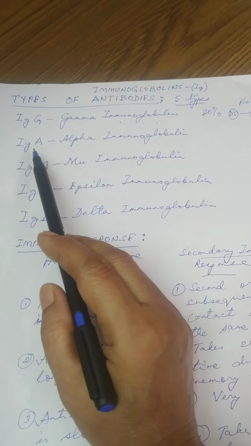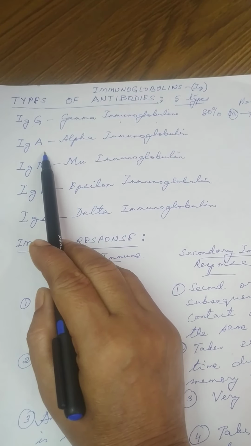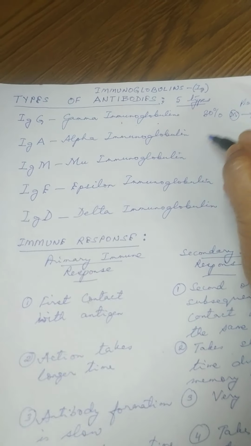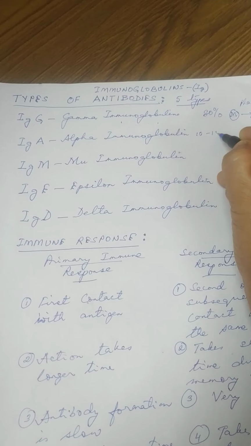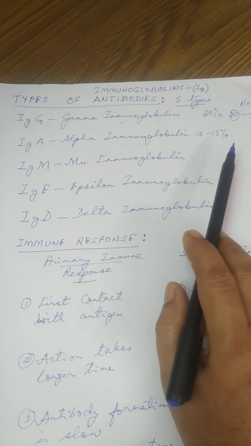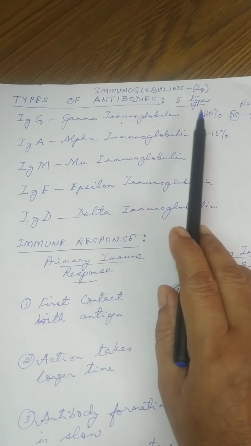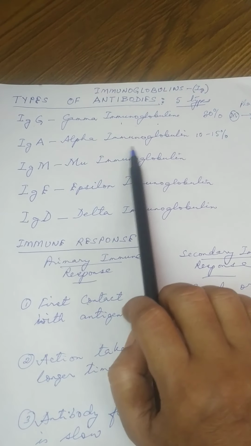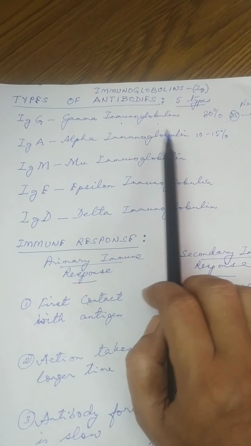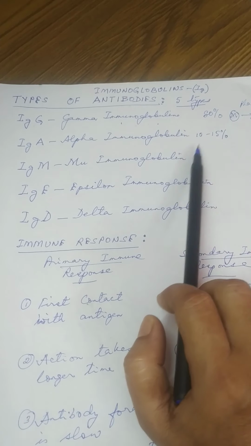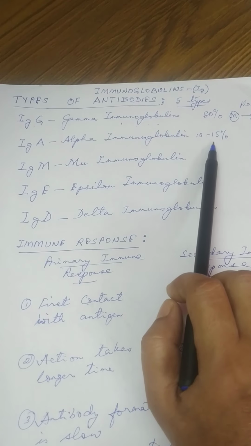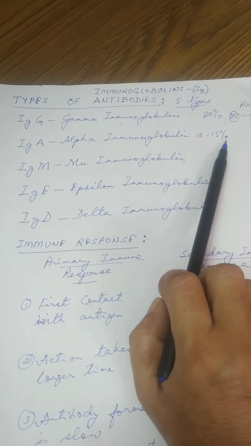Now the next comes immunoglobulin A, which is called alpha immunoglobulin, and this constitutes 10 to 15% of the total antibodies that are present in our body. Okay. The most abundant is immunoglobulin G, and the second most abundant will be immunoglobulin A, that is alpha immunoglobulin, and it constitutes 10 to 15% of the total antibodies present in our body.